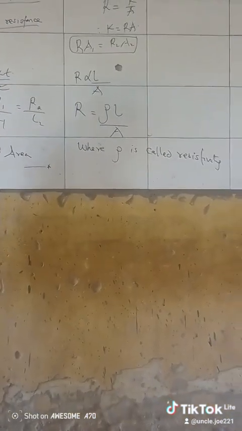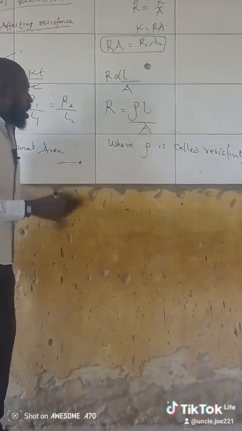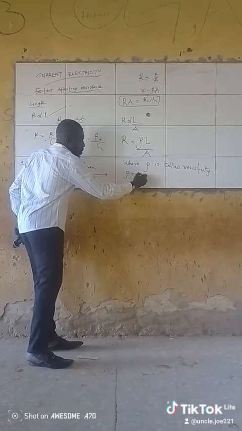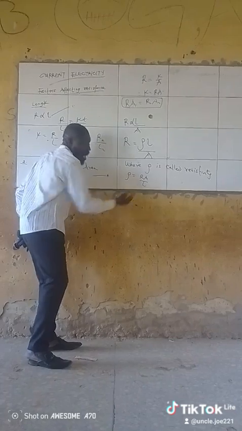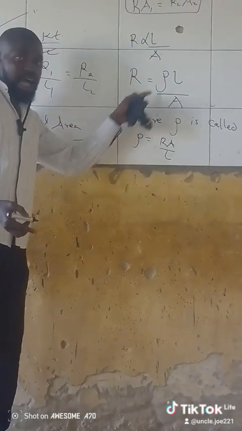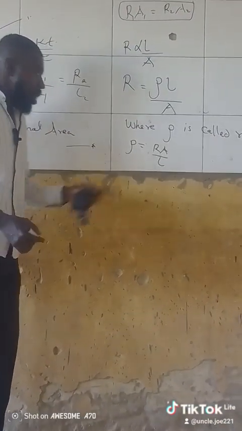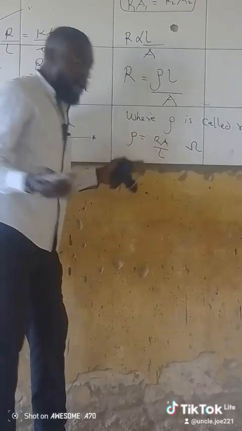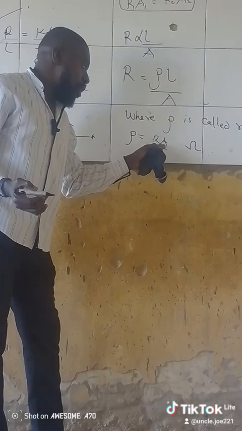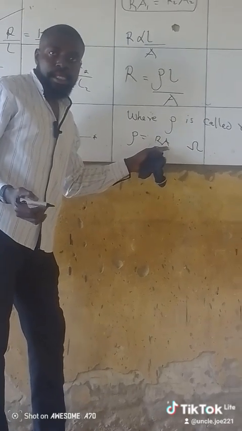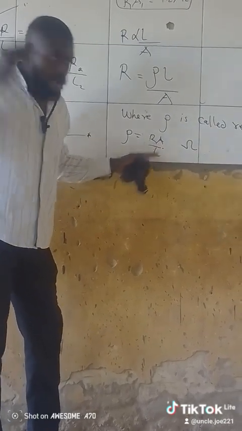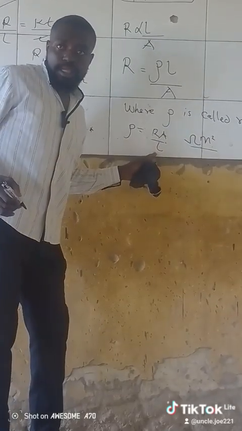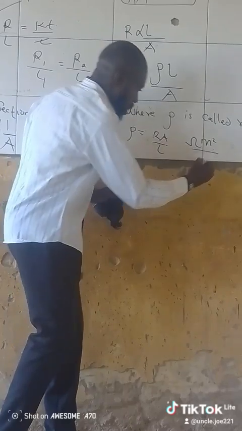I have told you how to find units in physics. If I make rho the subject of the formula, rho is now RA over L. What is the unit for R? Ohms. The unit for area is meter square, over the unit for length, meter.